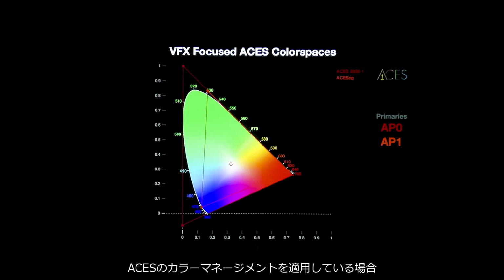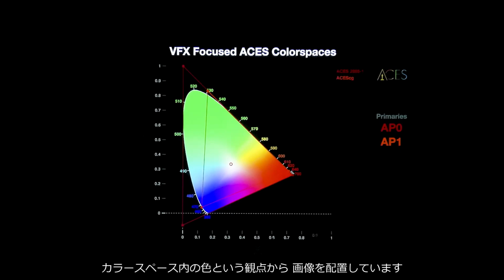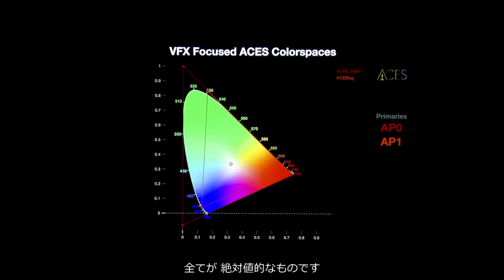In here, when you are applying the color management in ACES, Nuke is taking every image and placing the image, in terms of the colors, inside that color space. So everything is going to be absolute. Every coordinate of the color is absolute. So that's why it's very important.